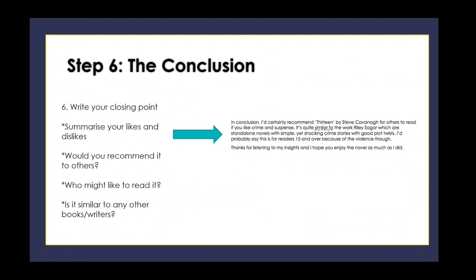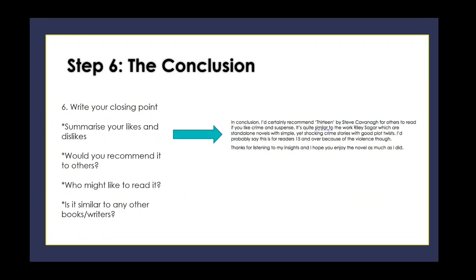The conclusion. You will need to write your closing point. Again, this is a separate paragraph. In a very short and succinct way, summarize your likes and dislikes. You want to use some different vocabulary here. You don't want to repeat what you've just said. I want to know if you would recommend it to others, who you think might like to read it. Even if you are giving a negative review, maybe someone else or a different group of people might find this interesting. And is it similar to any other books or writers?